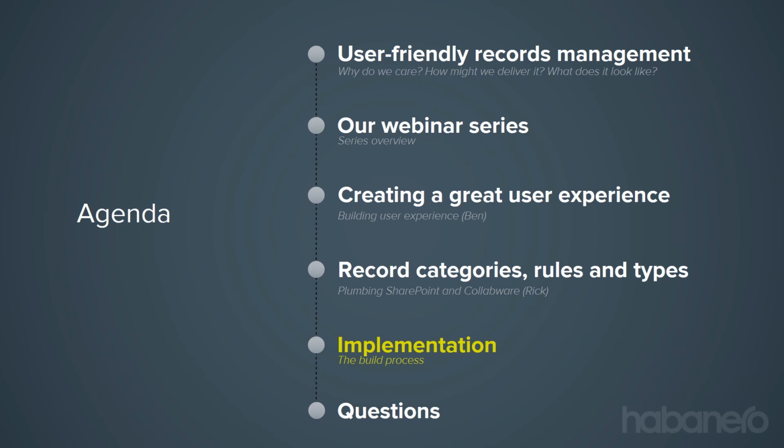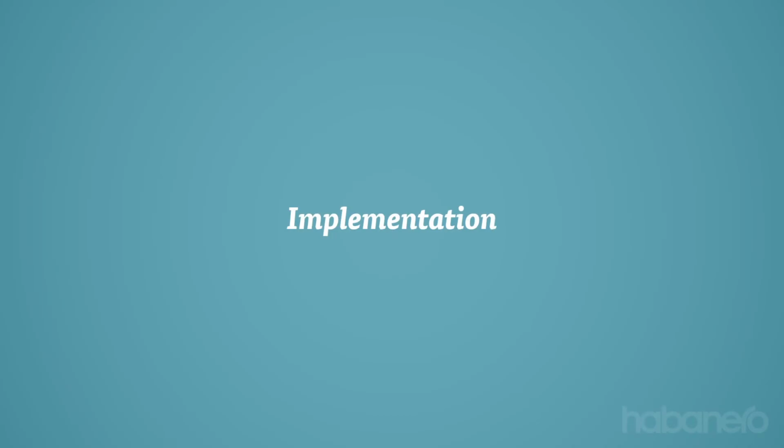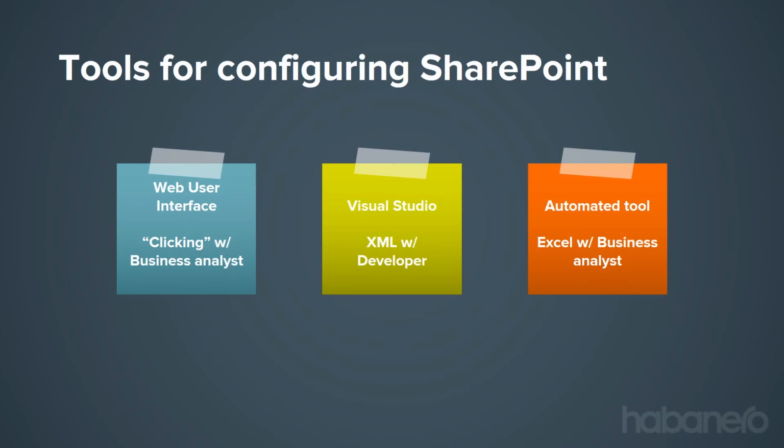Our final topic today is the implementation itself. This is after you've captured all of the record categories and designed the user experience. How do you actually go about building or deploying this into SharePoint? It turns out this can be a very simple endeavor, or it can be a very sophisticated one, really depending on your organization's needs. There's a collection of different tools for configuring SharePoint.